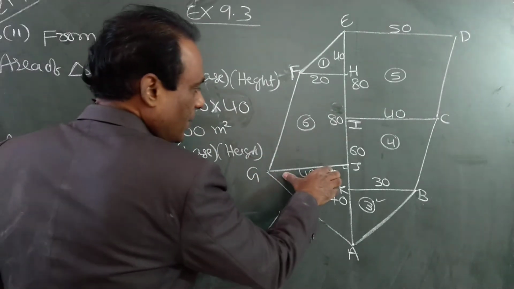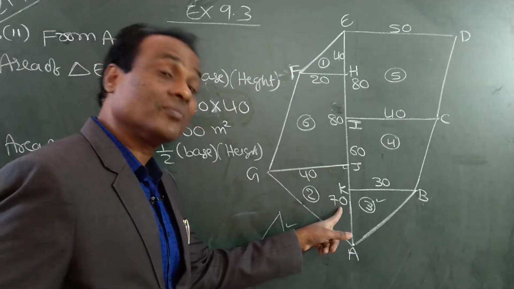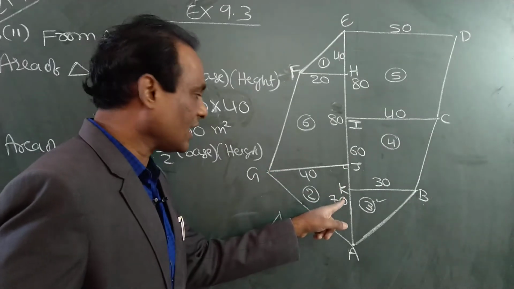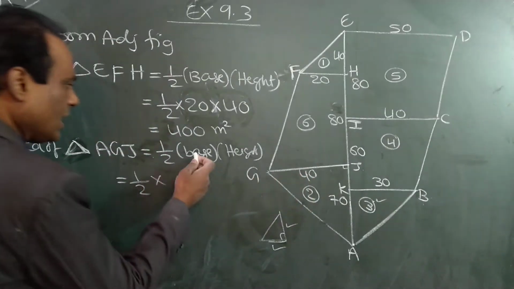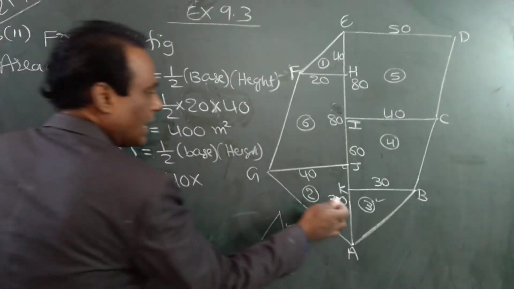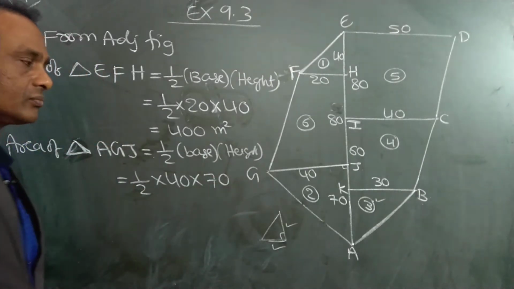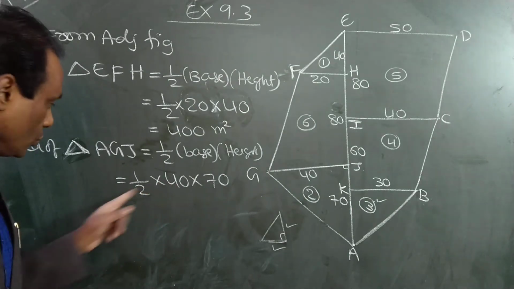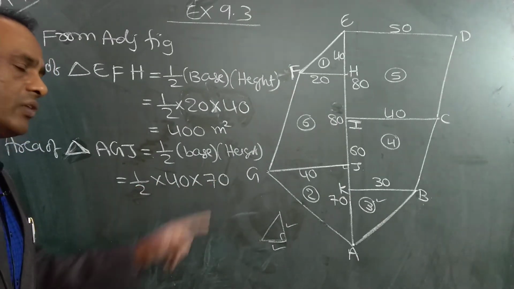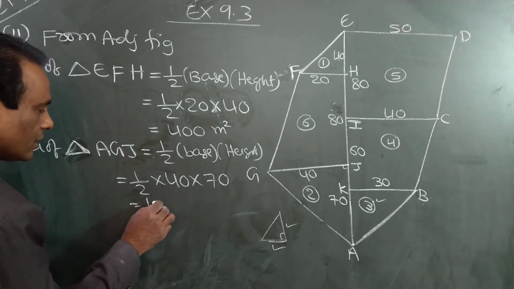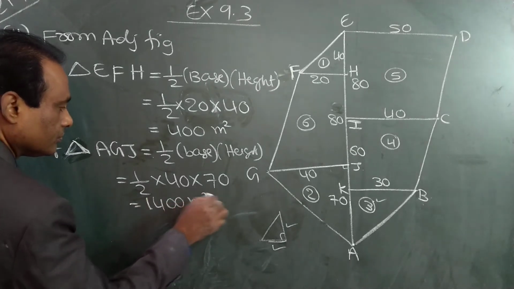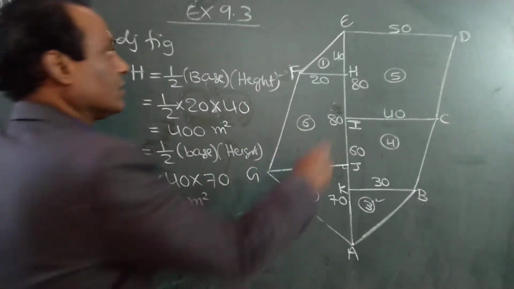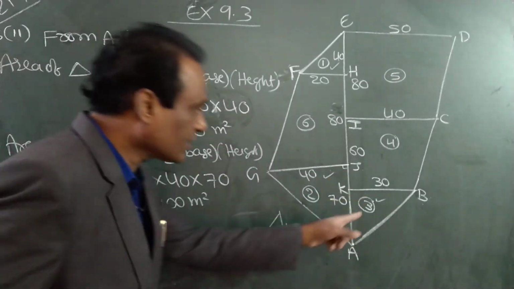So if 40 is the base, 70 will become the height. If 70 is the height, 40 will become the base. Any one you take as base, the other will become height. So the base is 40 and height is 70. Half into 40 into 70. Half of 40 is 20. 20 into 70 is 1400. 1400 meters square, this area we got. And go for this area.